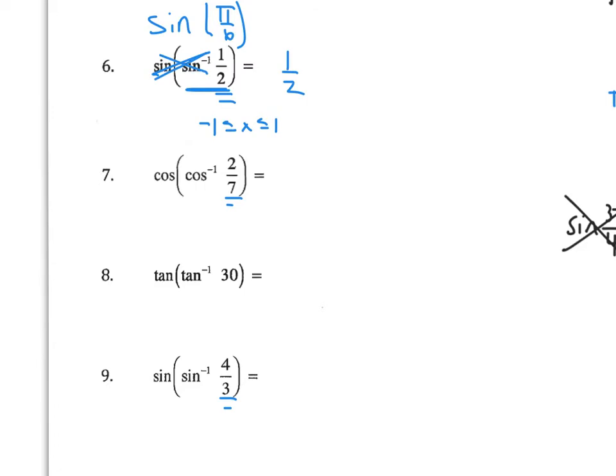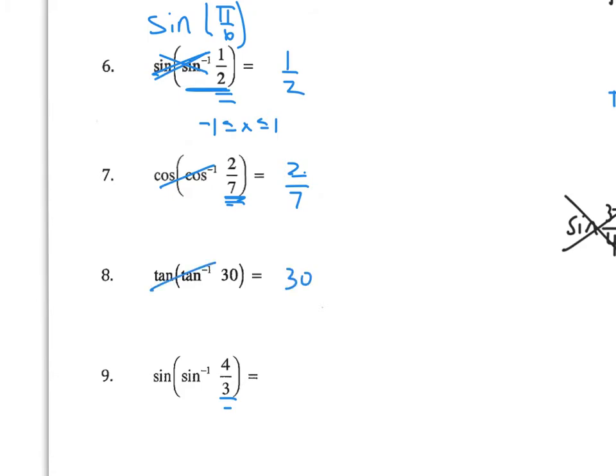But you first have to check to see if it is in our domain and range values. Okay? So is 2/7 between -1 and 1? Okay? Then these cancel each other out, and we get 2/7. Tangent, remember we don't have to worry about it, so it's just 30.